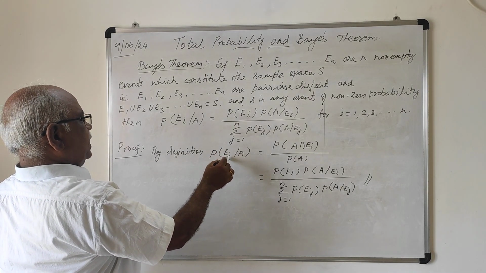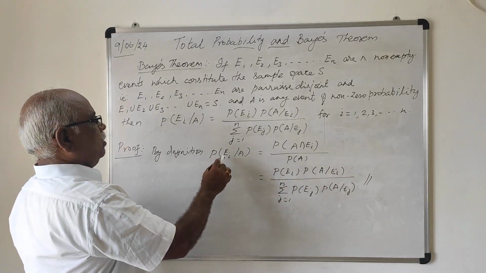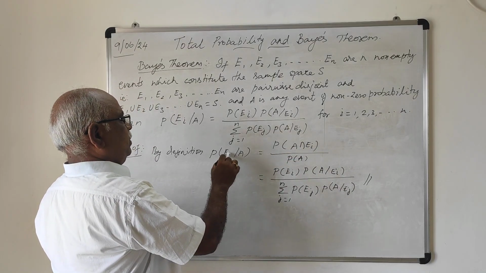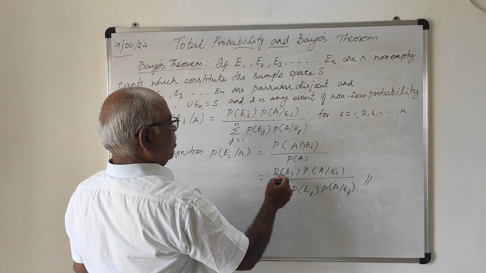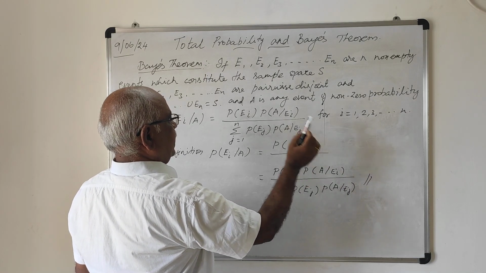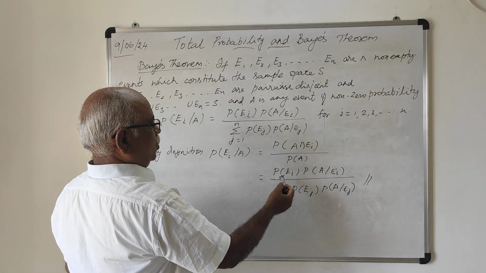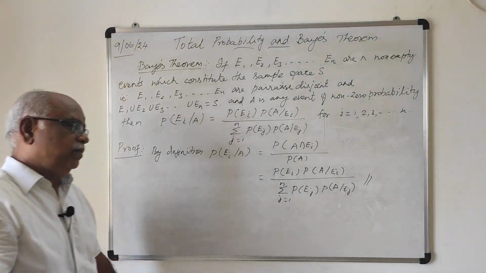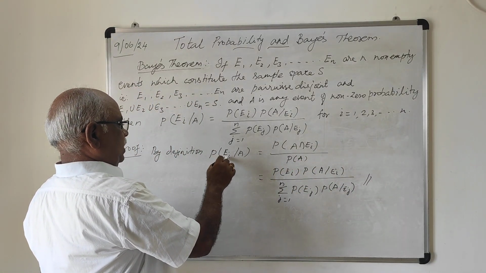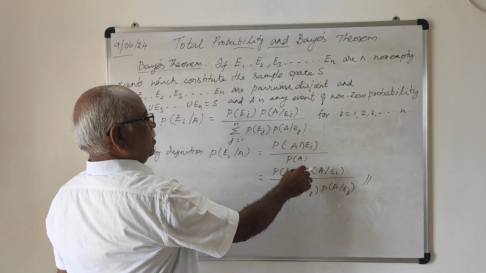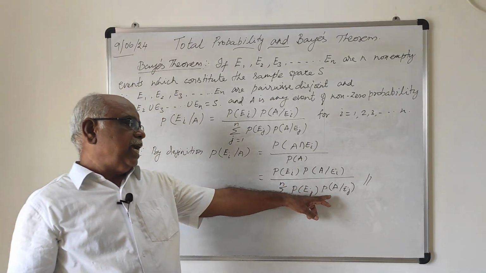By the definition of conditional probability, probability of Ei by A is probability of A intersection Ei by probability of A. We know by the multiplication theorem, probability of A intersection Ei is probability of Ei into probability of A given that the event Ei has already occurred, divided by P of A by total probability, sigma j equal to 1 to n of probability of Ej into probability of A given Ej, where i equal to 1 etc. Okay, so the probability of Ei given A is P of Ei into probability of A by Ei divided by sigma j equal to 1 to n of probability of Ej into probability of A given Ej.